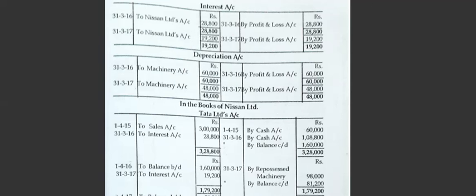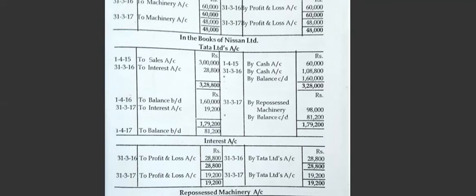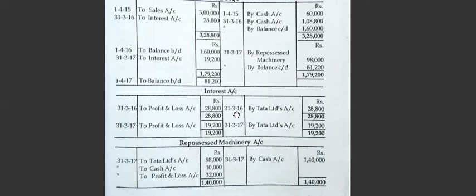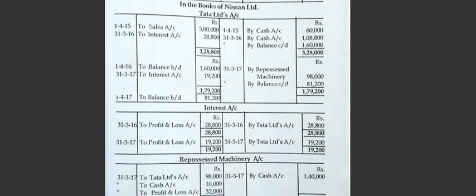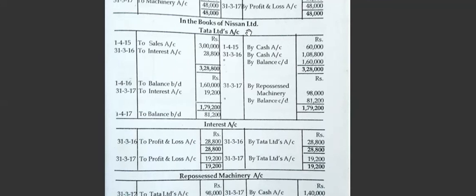Now in the books of Nissan, we have to open the Tata Limited account and the repossessed machinery account. Then the interest account, if needed, because they have told us, so we have to calculate interest. Now in the books of Nissan, the entries in the Tata Limited account are: one is the sale entry, so Tata Limited account debtor to sales account 3 lakh rupees. Then interest charged, it is 28,800. Then down payment received by cash, installment received, balance carried on, balance brought down.